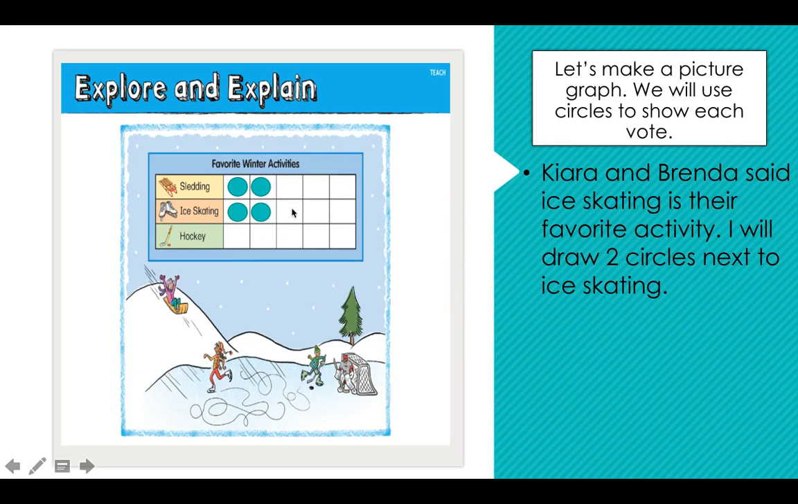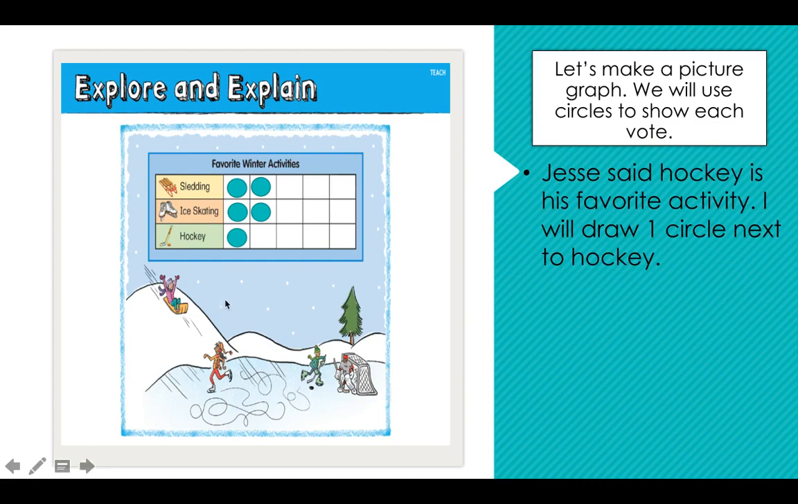Now, Jesse said hockey was his favorite activity. So how many circles would I draw next to hockey? Pause the video, then play it again for the answer. Because Jesse said hockey is his favorite activity, I will draw 1 circle next to hockey to show Jesse's vote.